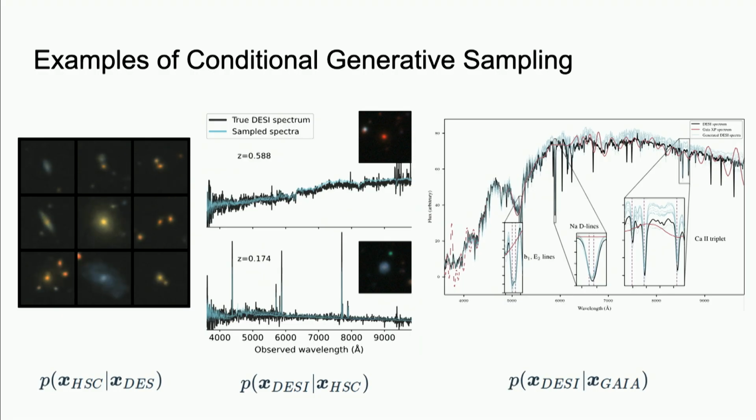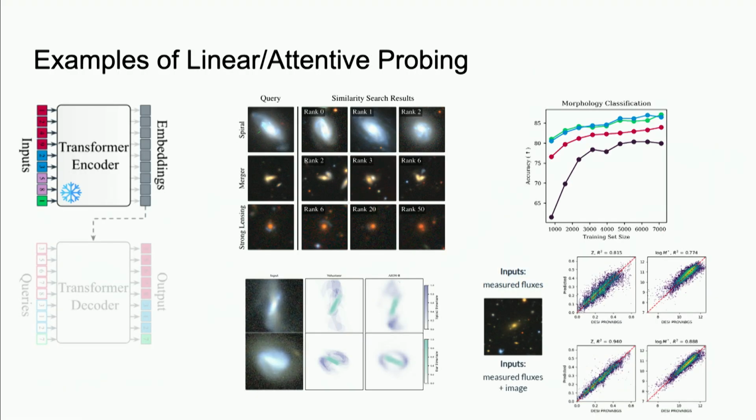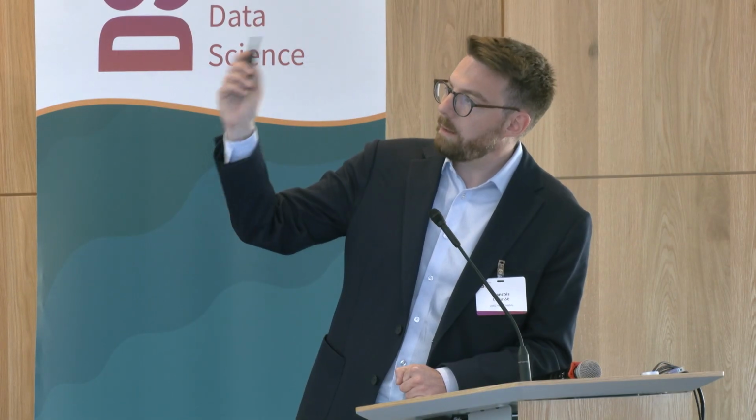And I'll just maybe highlight this example on the right, where we condition at the input on a low-resolution spectrum that comes from the Gaia satellite, and we ask the model to generate a high-resolution spectrum for the star. And you can see that these dips that you see here are not seen in the input data, but the model understands the physics well enough that it knows that it should put them in the high-resolution outputs. And I'm just going to conclude with this.